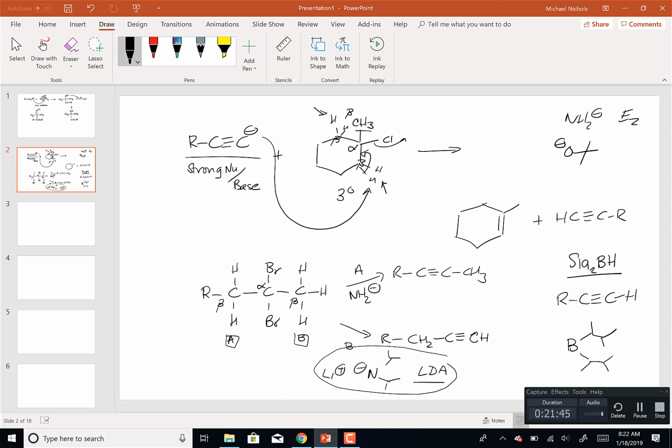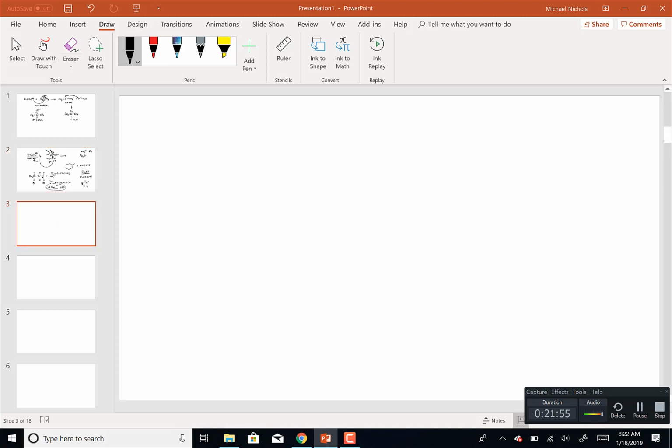Anything else? In mopping up the reactions of alkynes, we had all of the additions. So HBr and peroxide to do anti-Markovnikov, Br2, so we can add 2 Brs or we can add a total of 4 Brs.